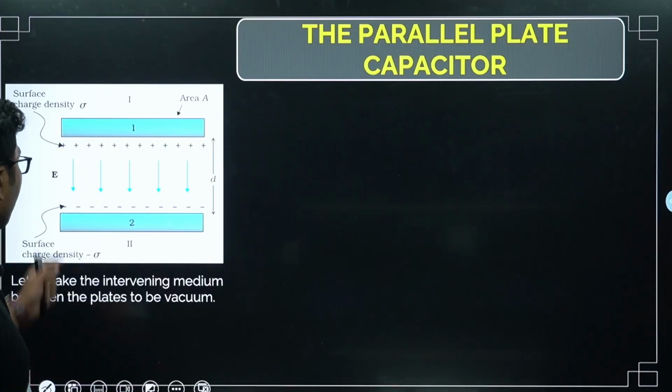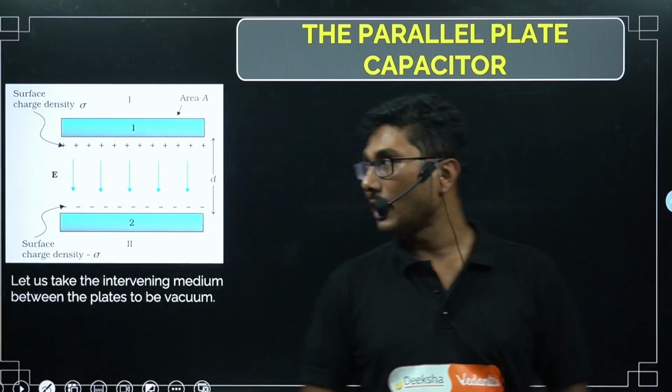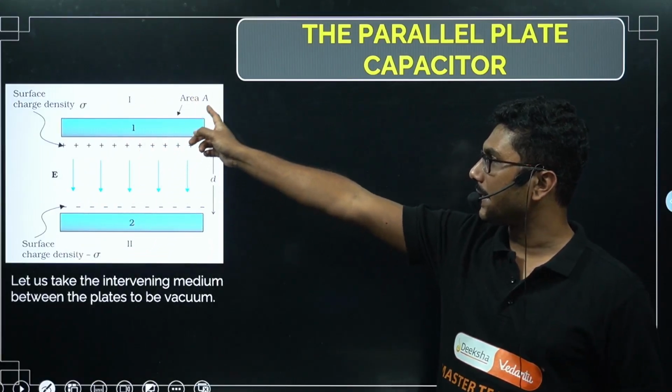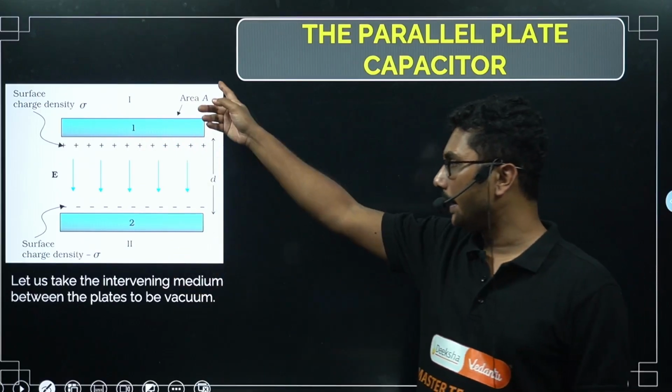Okay, so now let us consider this parallel plate capacitor where plate 1 and plate 2 are kept like this. The area of the plate is A.